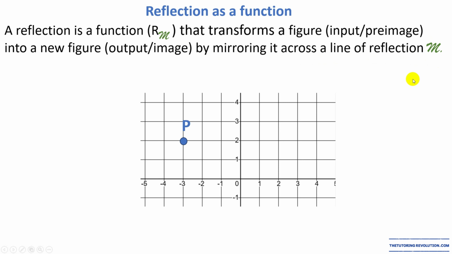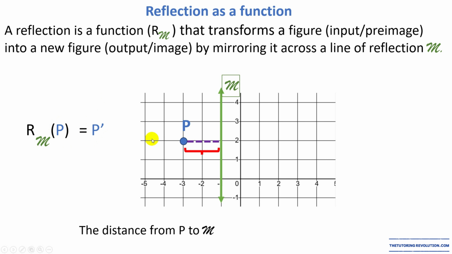Here we have point P, and we have the line M. So this function here will reflect the point P across the line M and generate a point P prime. So this distance from point P towards the line M will be the same distance from the line M towards the reflected point P prime.